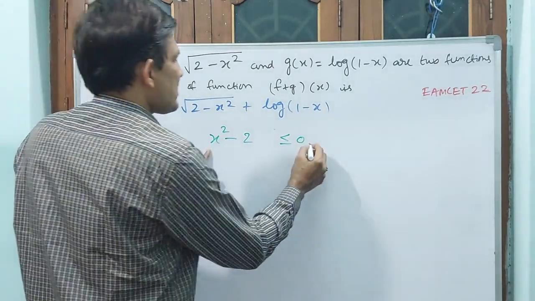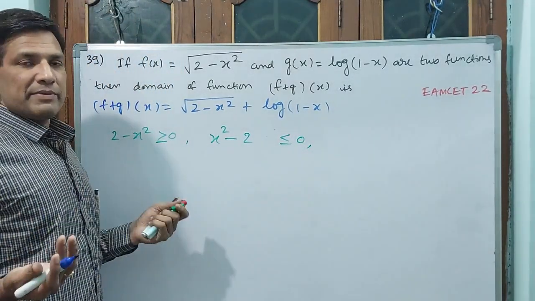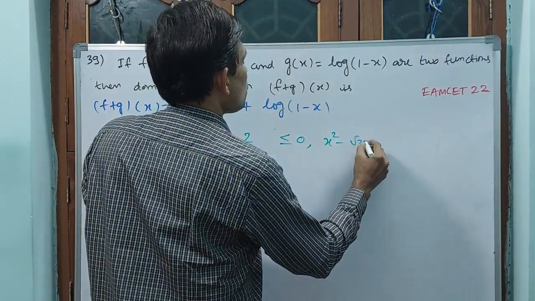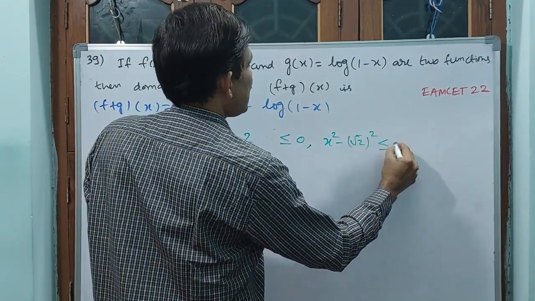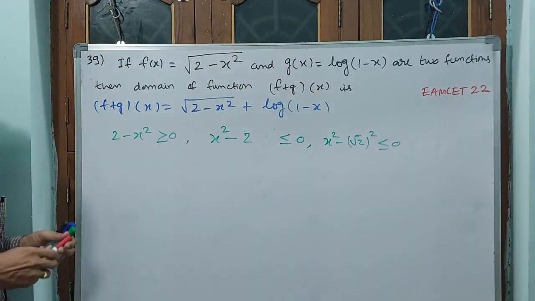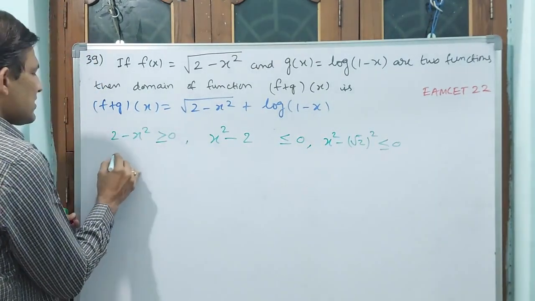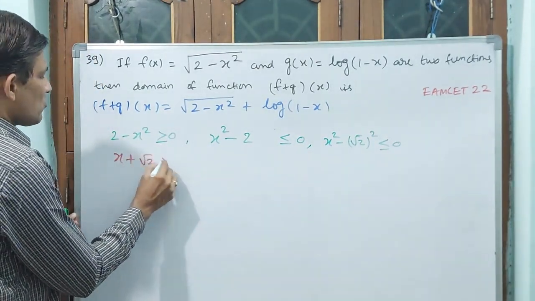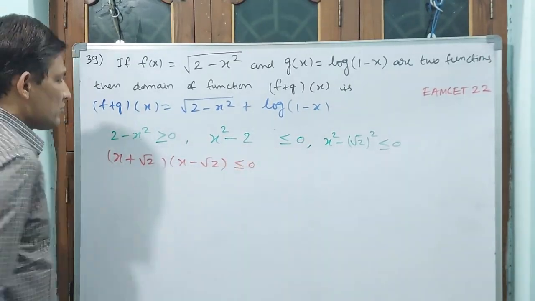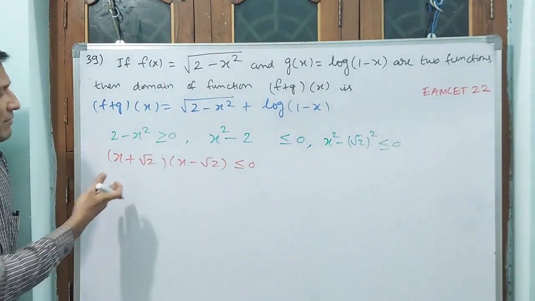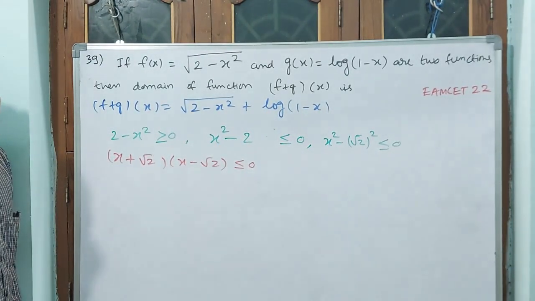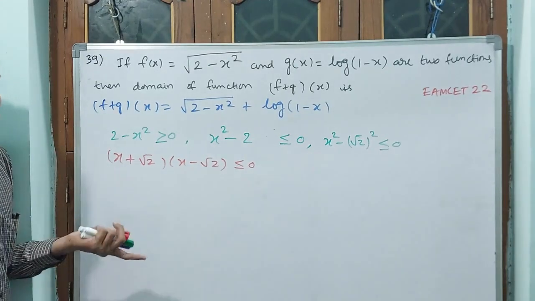Okay. Now I am writing a square minus b square as a plus b into a minus b. You see, x square minus root 2 whole square is less than or equal to 0. Is it okay? Now see, a square minus b square means a plus b into a minus b. x plus root 2 into x minus root 2 is less than or equal to 0. Is it okay? Definitely okay. Why? Because a plus b into a minus b is a square minus b square. 2 I have converted into root 2 square.